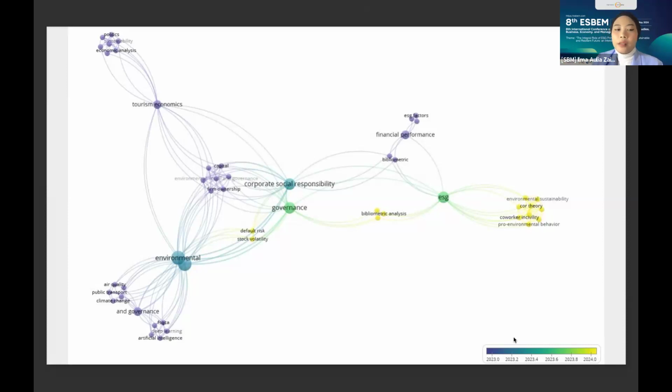But on the more recent research, I would say that the research is predominantly on new topics like pro-environmental behavior and co-worker invisibility, and it also shows where current and future research might be heading. So to get more detail on that, let's have a look at the next slide, please.